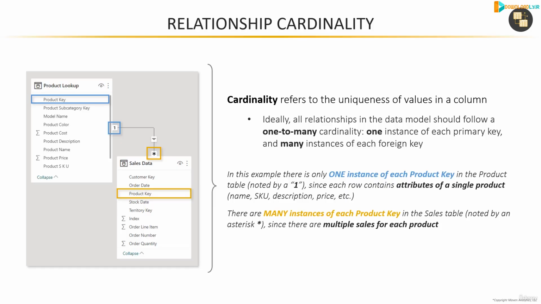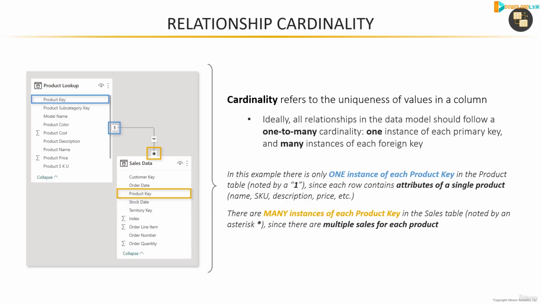On the sales data side of the relationship, we see an asterisk, and that indicates that there are many instances of each product key in the sales table. That makes sense since there can be many sales for any individual product. So again, this is a good example of what we call a one-to-many cardinality.